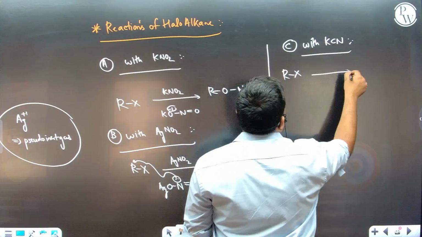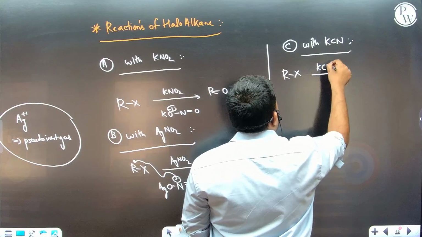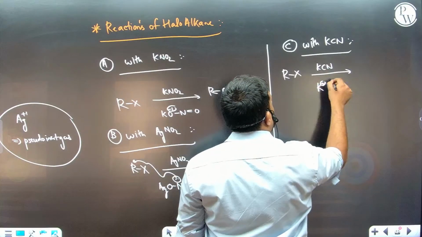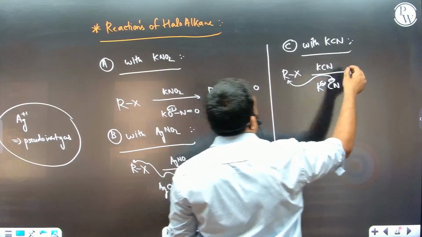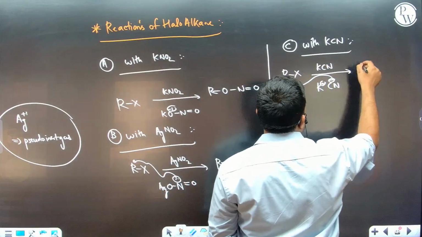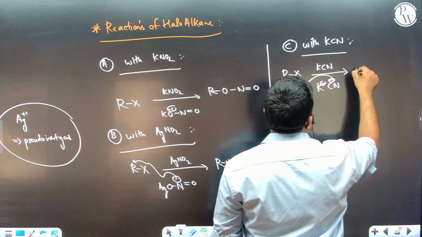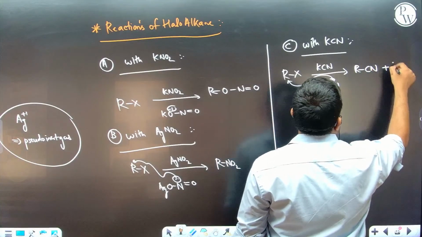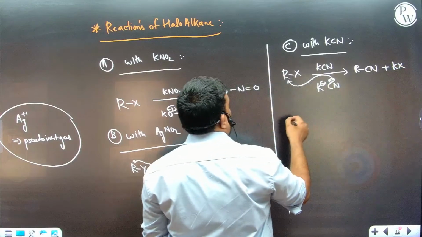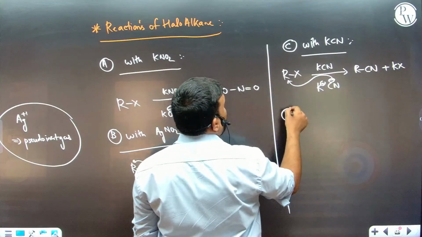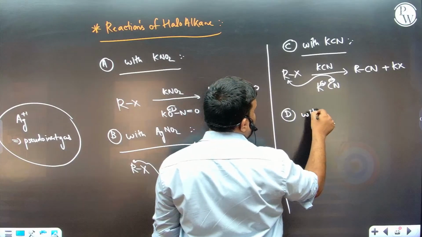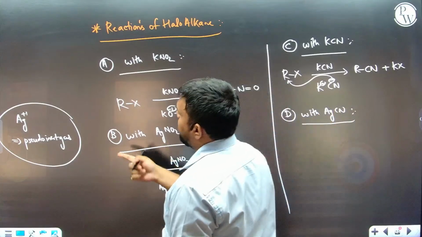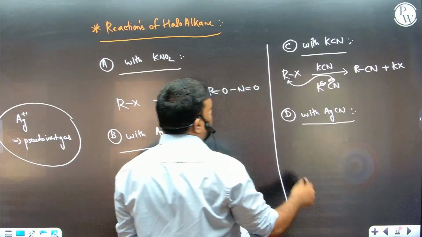With KCN, what will happen? RX reacted with KCN. This is also ionic, K plus and CN minus. CN minus will attack over this R and will substitute the X, then we will get RCN plus byproduct will be KX. Instead of KCN, if we are having AgCN, similar thing will happen.